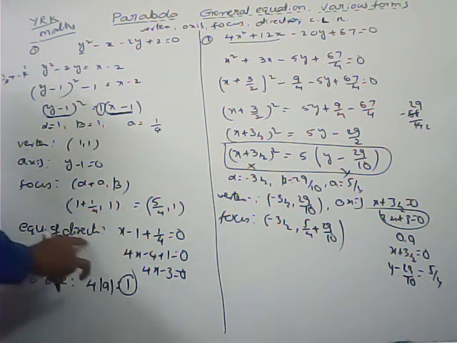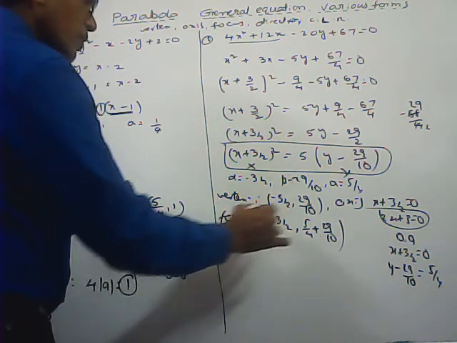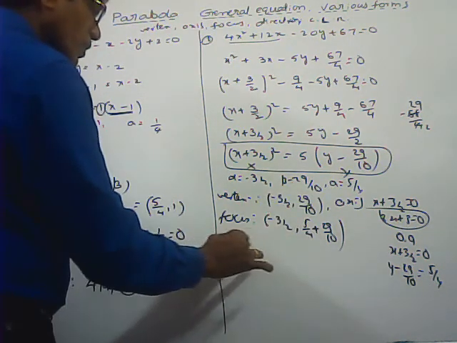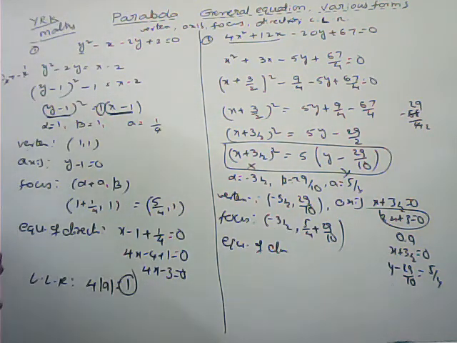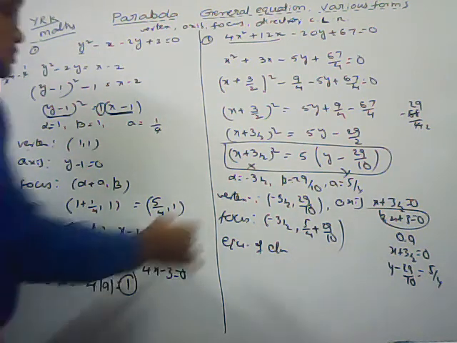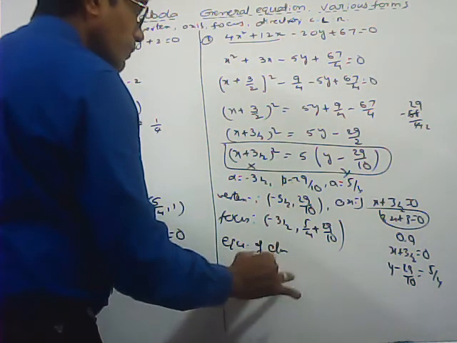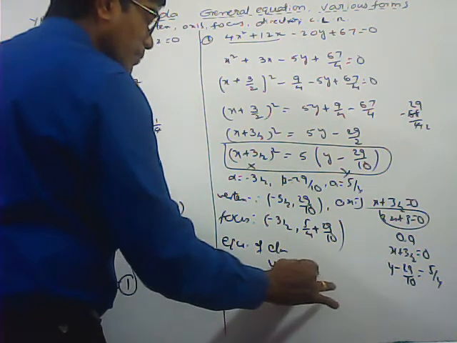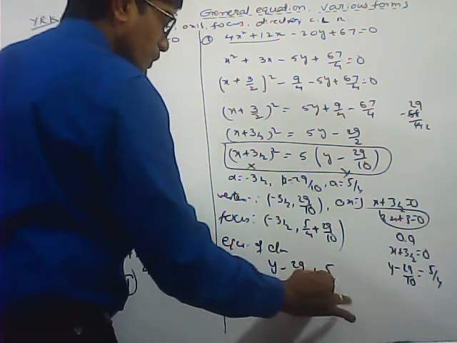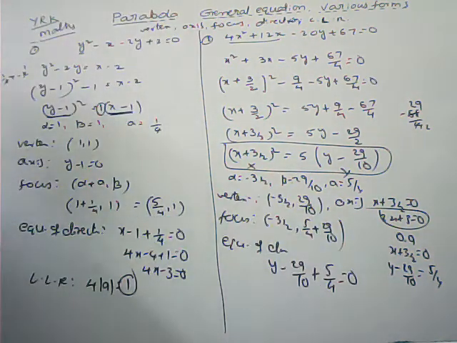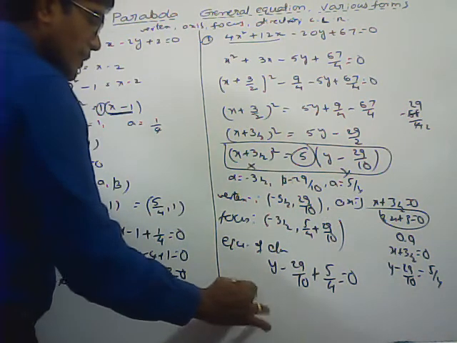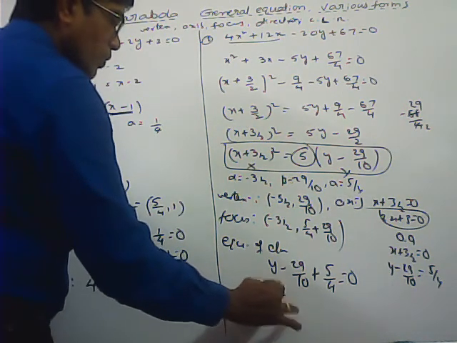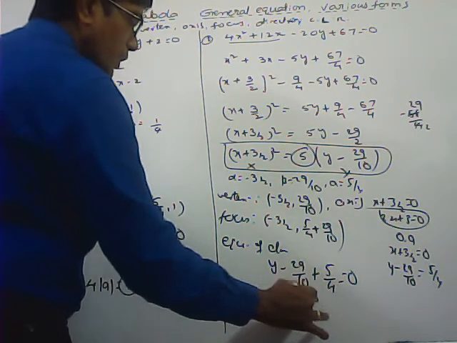Next, the equation of the directrix. Actually, what is the equation of the directrix here? It is y + a = 0, so y − 29/10 + 5/4 = 0. You can take the LCM and simplify that. And the length of the latus rectum is the modulus of 5, that is equal to 5.